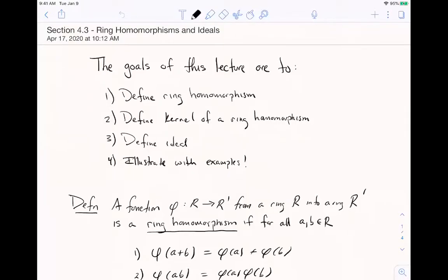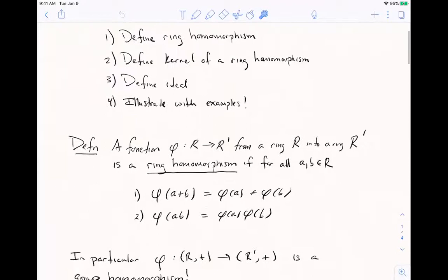In this first of 3 lectures of the material that's covered in section 4.3, we're going to take a look at an introduction to ring homomorphisms. So it's the analog of a group homomorphism for our new object. I'm going to define the kernel of them. Ring homomorphisms, like group homomorphisms, have kernels. I'm going to define a new object called an ideal and hopefully illustrate all of these definitions with lots of examples. All right, so we'll get going.